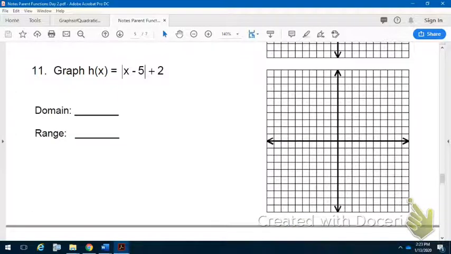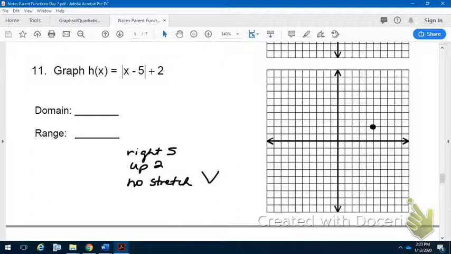Absolute value of x minus 5 plus 2. So this means we're going to go right 5, and we're going to go up 2, and there's no stretch or no reflection. So it's going to be a V pointing up. So we start at the origin because that's where our usual vertex is, but we're going to count right 5. 1, 2, 3, 4, 5, and up 2. And there's our new vertex.